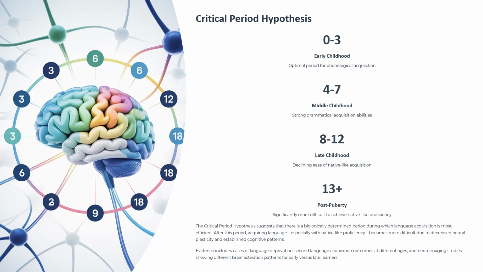The critical period hypothesis suggests that there is a biologically determined period during which language acquisition is most efficient. After this period, acquiring language, especially with native-like proficiency, becomes more difficult due to decreased neural plasticity and established cognitive patterns. Evidence includes cases of language deprivation, second language acquisition outcomes at different ages, and neuroimaging studies showing different brain activation patterns for early versus late learners.